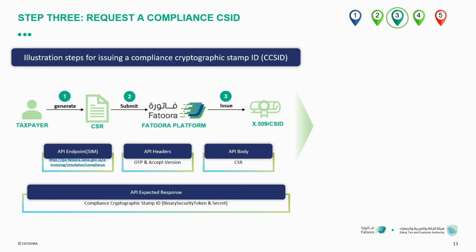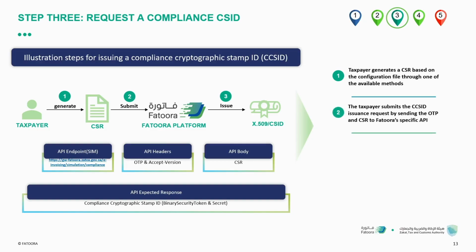So, after generating both CSR and OTP in the previous steps, taxpayers must submit them to the Fatura platform through a specific API. And if the submission is correct, Zatka will issue the certificate and return it in the API-specific response. The OTP should be included in the API header, while the CSR should be included in the body of the request. This part will be covered in more detail during the demo part of this video.